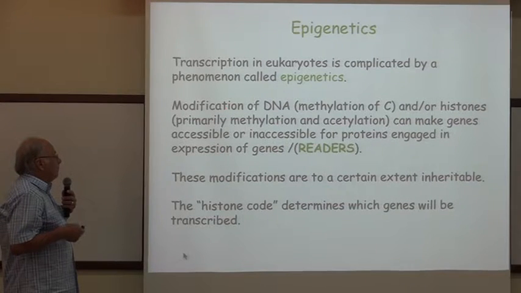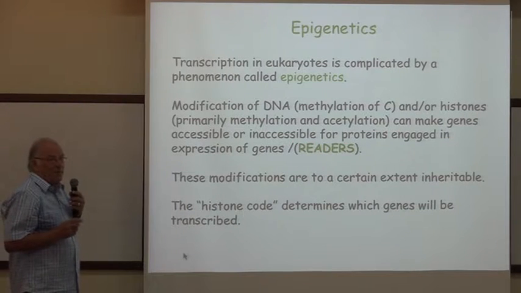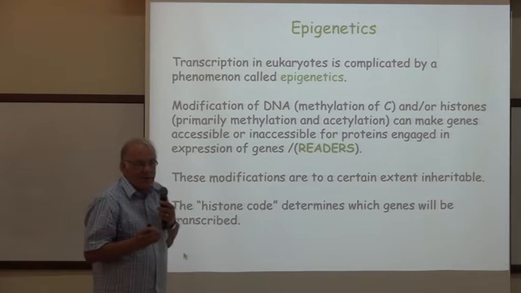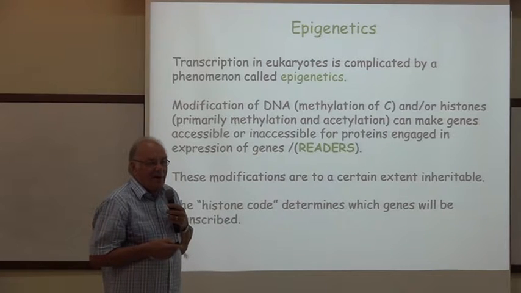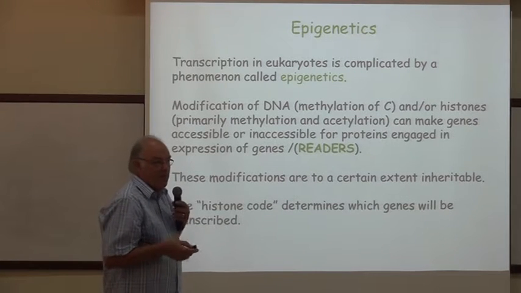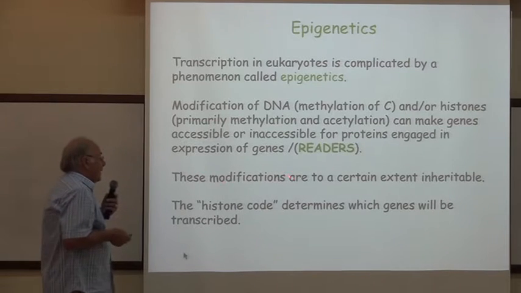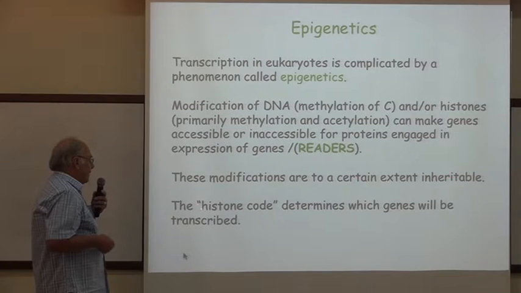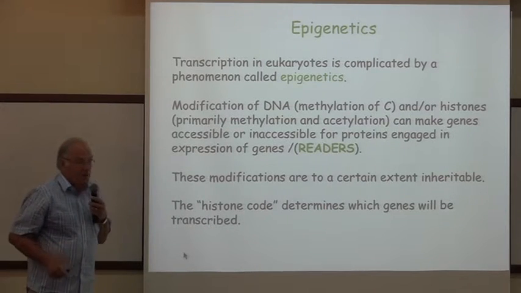So there are then readers, proteins which are reading the histone message to see, is this something which should be transcribed, or is it something we should skip? And these modifications on the histones are to a certain extent inheritable. So the histone code determines which genes will be transcribed to some extent.